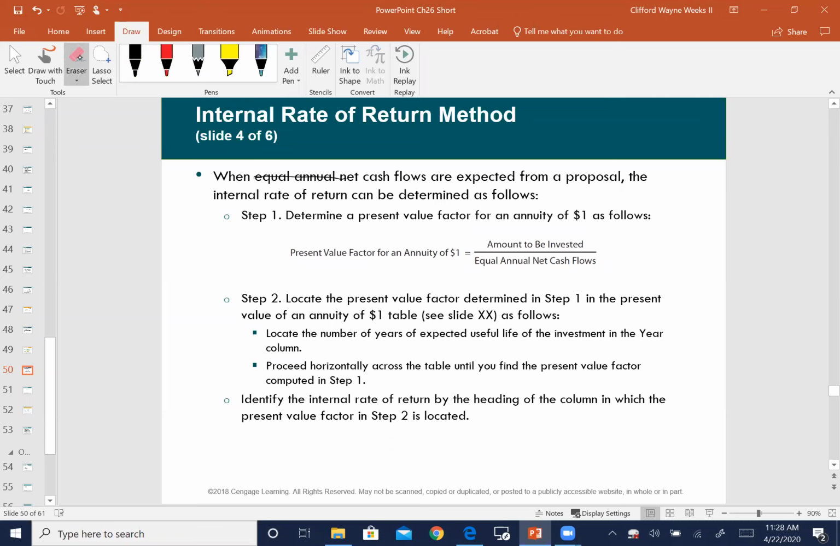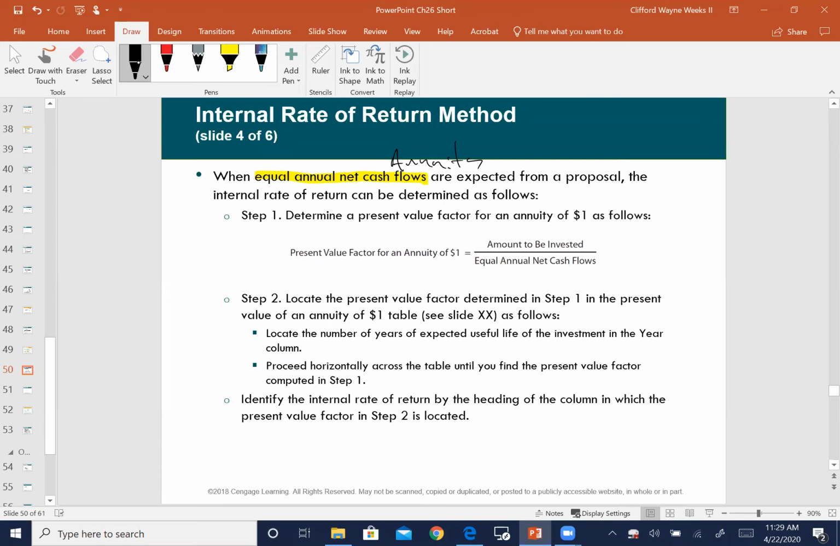The equal annual cash flows. All right. And again, that's an annuity. We can utilize another method, but I'm going to show you how this is pretty lame too.